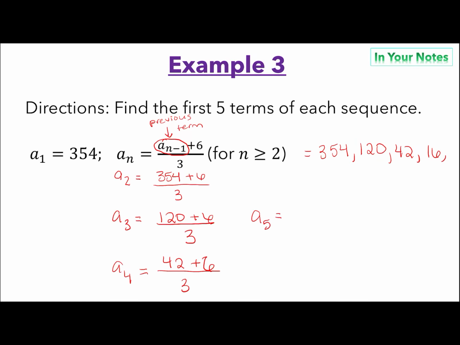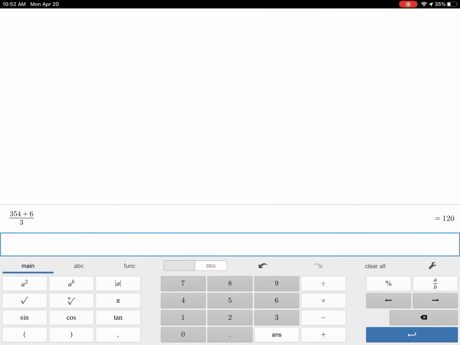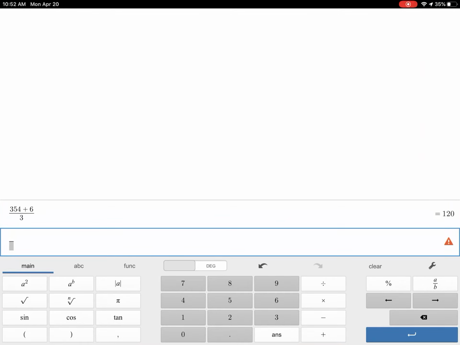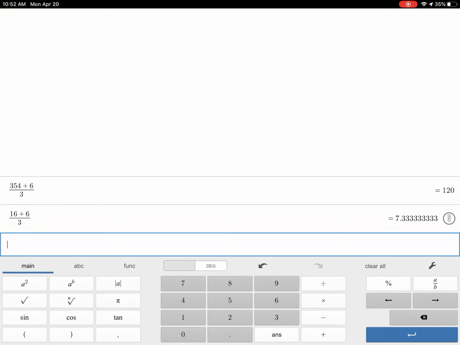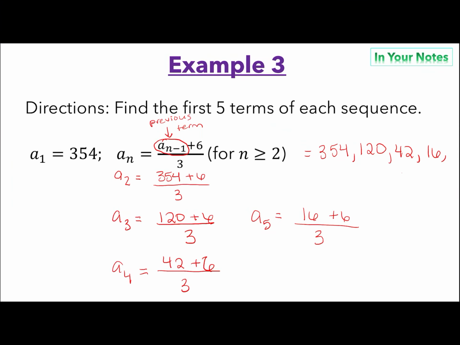A sub 5 is going to be the previous term plus 6 divided by 3. My previous term now is 16 plus 6 divided by 3. Put that in the calculator, and let me show you when you do put this in the calculator. It was 16 plus 6, divide that by 3. It gives it to you in a decimal form, but you can just press the little fraction button to the right of it, and it puts it in fraction form. So 22 over 3 is the 5th term. And that is the first 5 terms of that sequence.